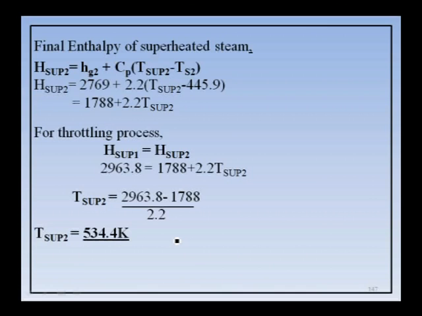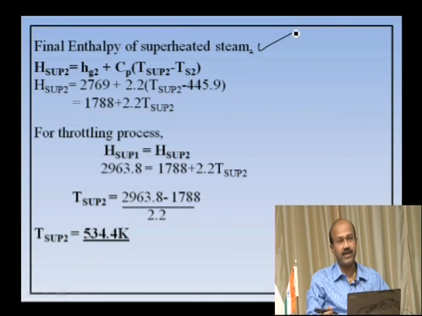Now the final enthalpy of superheated steam. Why have I taken superheated? Because he wants temperature. Only in a superheated steam condition do we have a temperature different from saturation, because wet steam and dry steam both take place at a constant temperature, that is the saturation temperature. Only superheated steam has a temperature more than the saturation temperature. So in the problem he wants the final temperature of the steam after throttling, therefore we have assumed the final condition is also superheated.